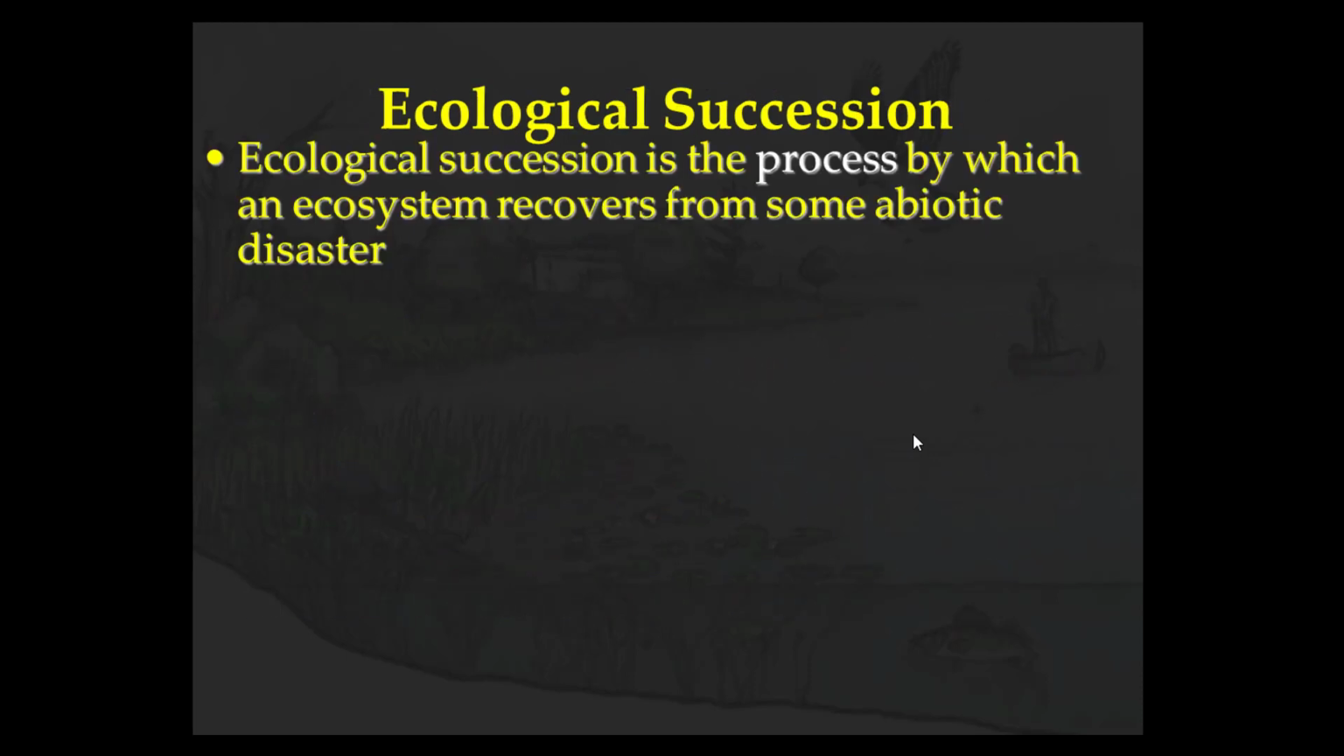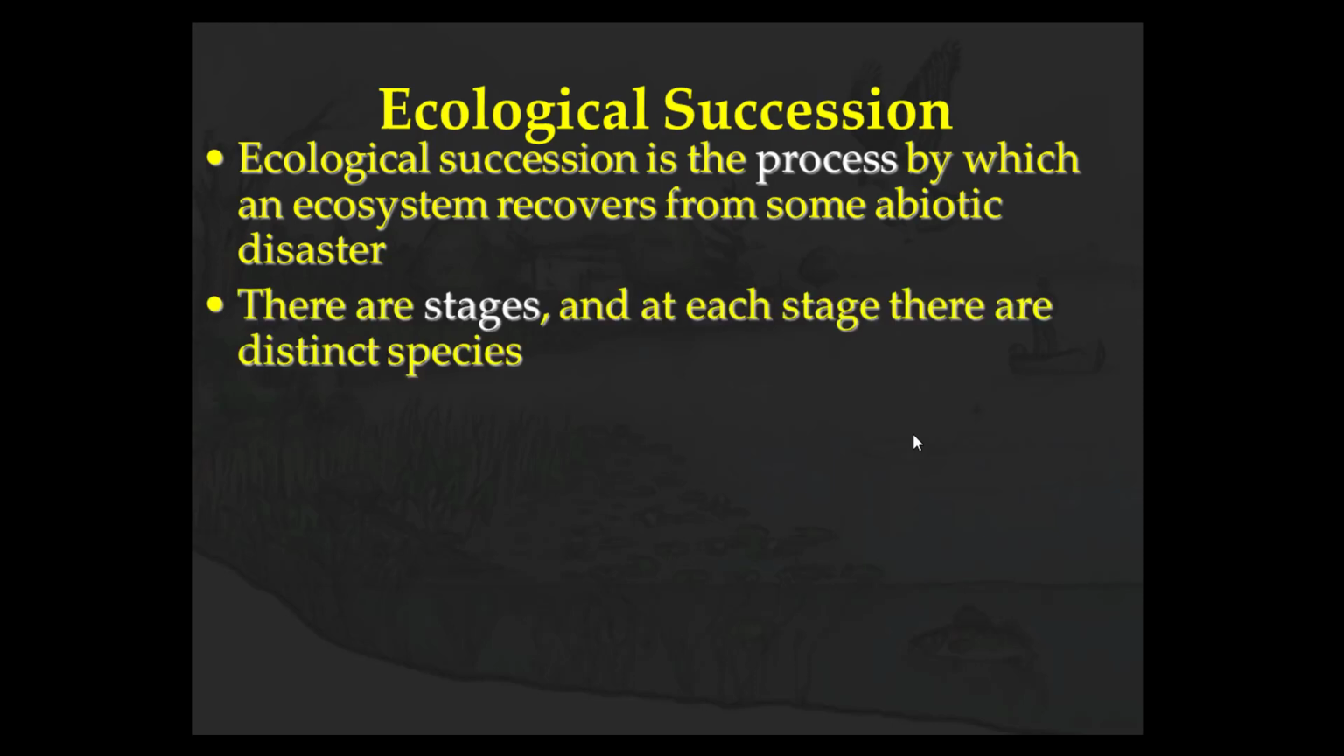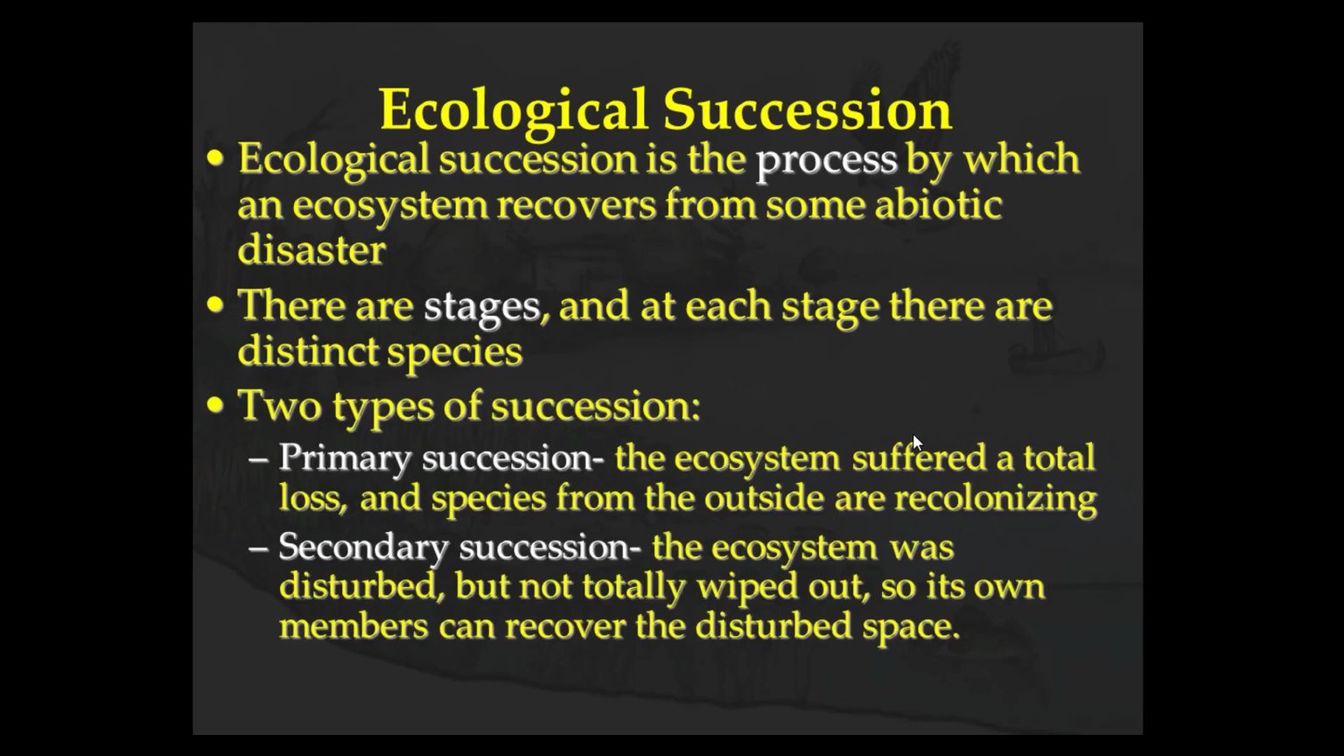Ecological succession is the process by which an ecosystem recovers from a biotic disaster. There are stages, and in each stage there are distinct species. There are two types of ecological succession: primary succession and secondary succession. In primary succession, the ecosystem suffered a total loss and species from the outside recolonize it. In secondary succession, the ecosystem was disturbed but not totally wiped out, so its own members can recover the disturbed space.